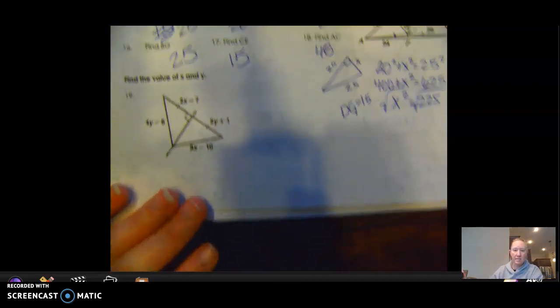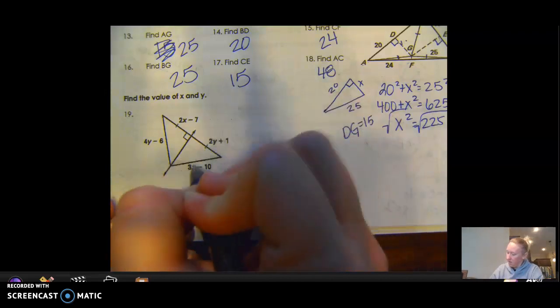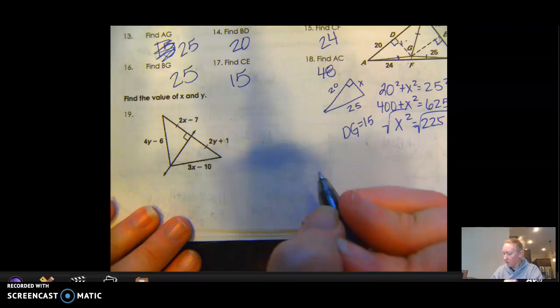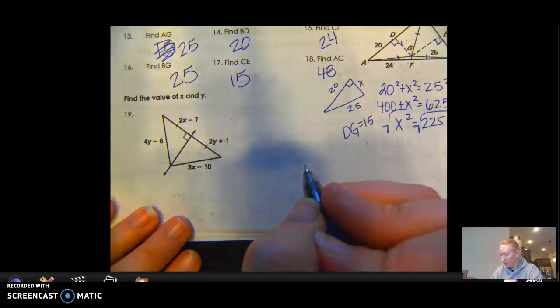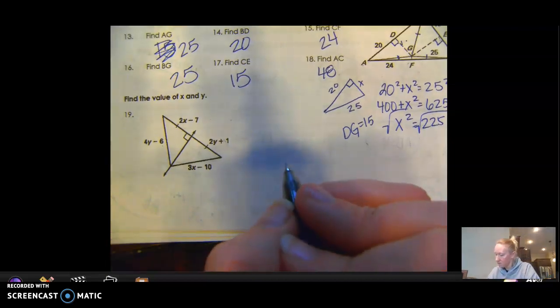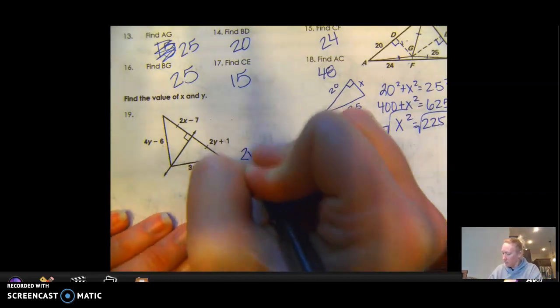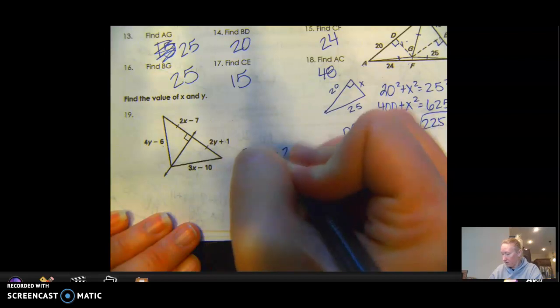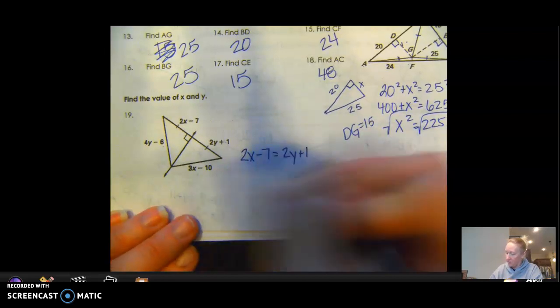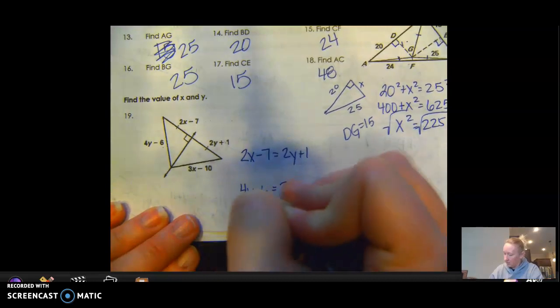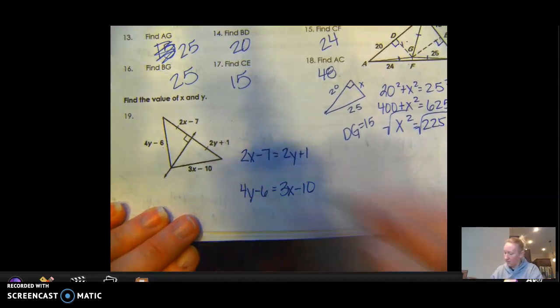Okay, number 19. I know that this guy equals this guy and I know that this guy equals this guy. So to find this, you know, 2x minus 7 equals 2y plus 1. And we also know that 4y minus 6 equals 3x minus 10, right?